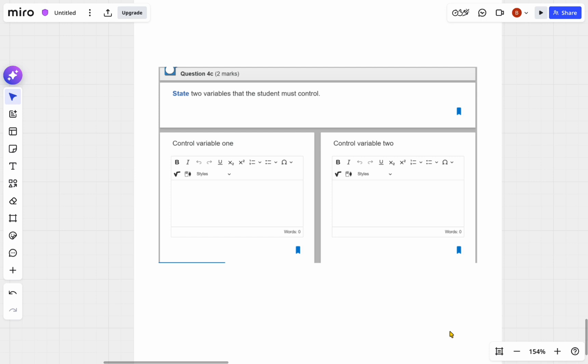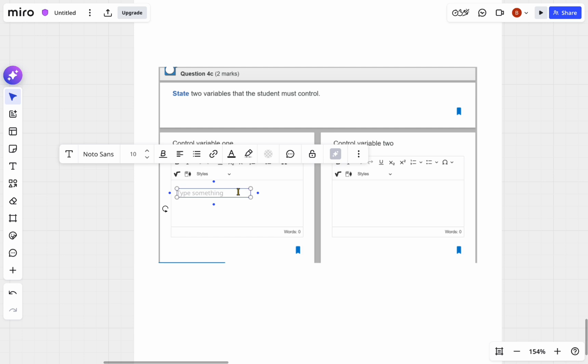Now let's move on to question 4c. It asks us the two variables that the student must control. So the control variable 1, the control variable 2. Let's just think. One control variable that we might need in this experiment, I think, will probably be the volume of water, because different volumes of water may affect the final outcomes, and it may affect the overall temperature as well.